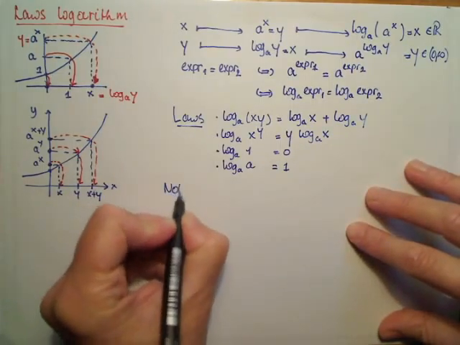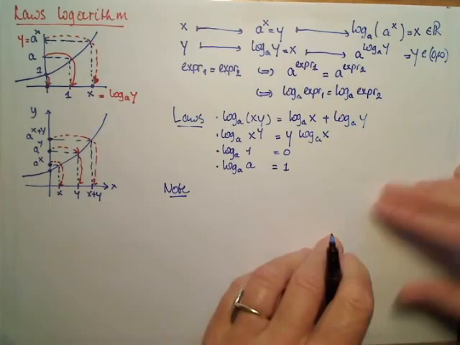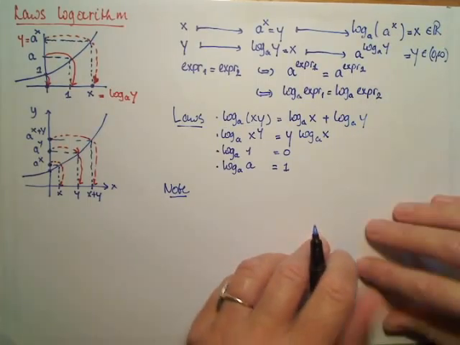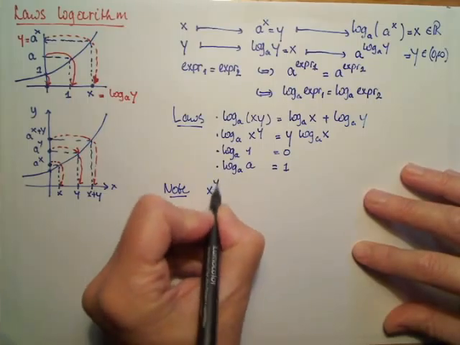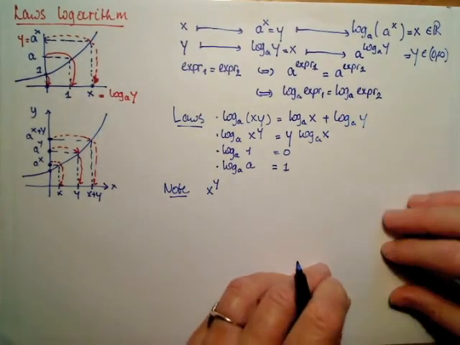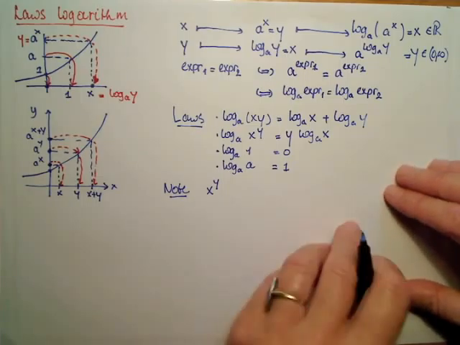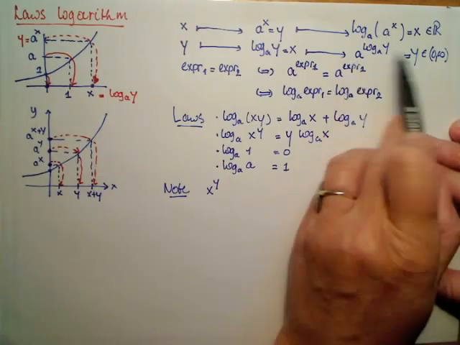Now, this is quite easy to infer from our previous rules, and the way to do it is start with x to the power y and rewrite it in two different ways. Now, how can we rewrite it? We can rewrite it in the following way by using this relation over here.